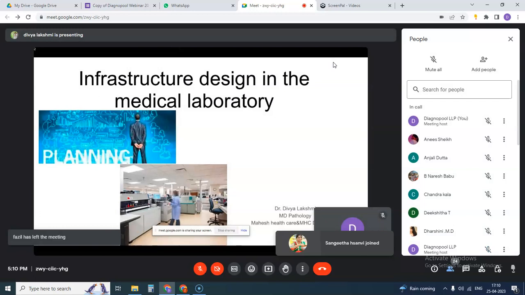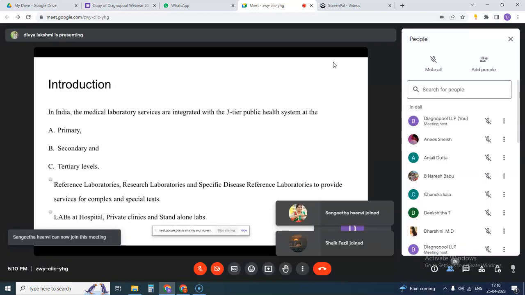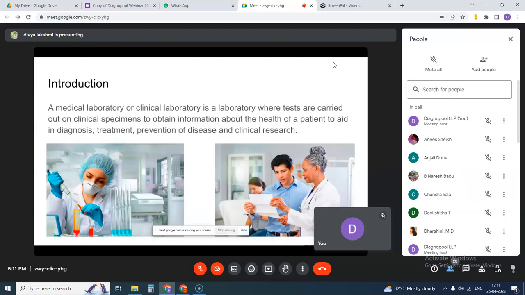So continuing with the topic, infrastructure design in the medical laboratory. So I was just telling about the different types of lab at different levels. I just told labs at primary level, secondary level, and tertiary level. Apart from that, there are different labs that are called the reference laboratories, research laboratories, and specific disease reference laboratory, which will provide services for complex and special tests. Labs at the hospital level, private clinics, and standalone diagnostic centers.